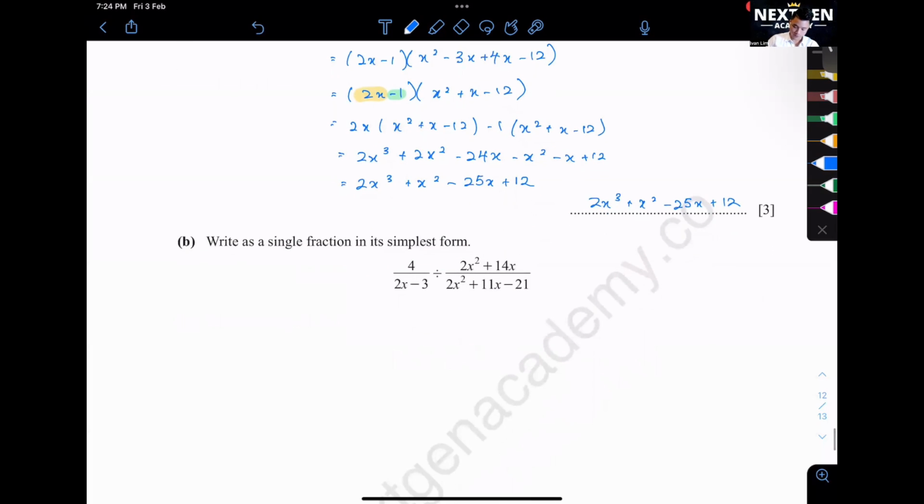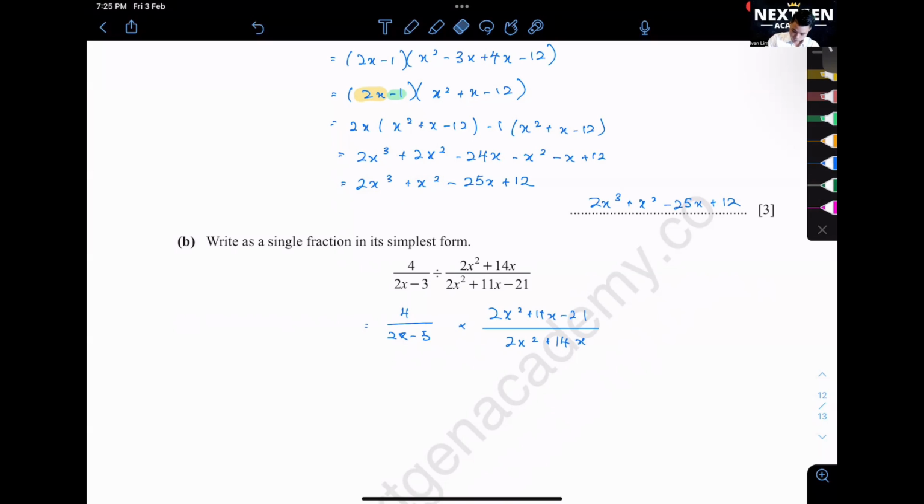And the final one: write as a single fraction in its simplest form. When we divide a fraction, what will happen? You will multiply and invert it. So you'll get 4 over 2x minus 3 multiply 2x squared plus 11x minus 21 over 2x squared plus 14x. You will need to invert it.